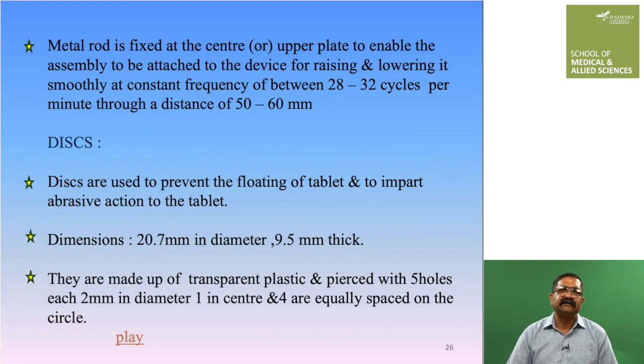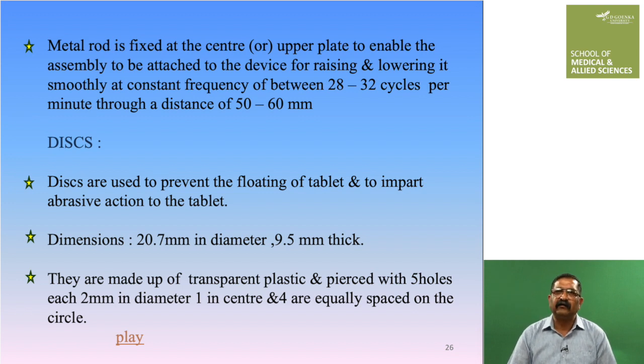Plates are held rigidly in position and 77.5 mm apart by a metal rod in the periphery. The metal rod is fixed at the center of the upper plate to enable the assembly to be attached to the device for raising and lowering it smoothly at a constant frequency of about 28 to 32 cycles per minute through a distance of 50 to 60 millimeters. The discs are also added to prevent the floating of tablets and to impart abrasion action to the tablet.